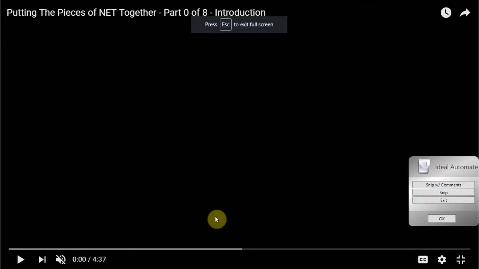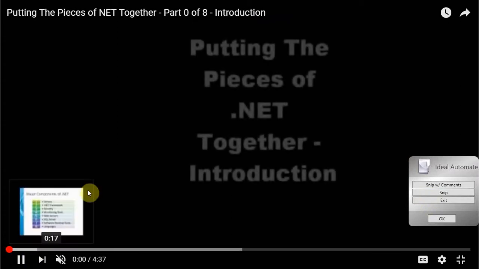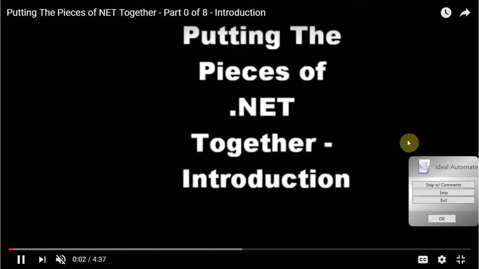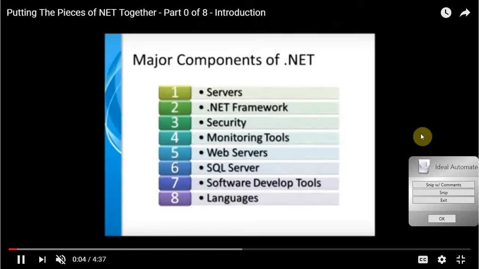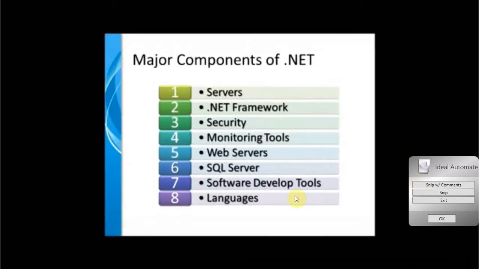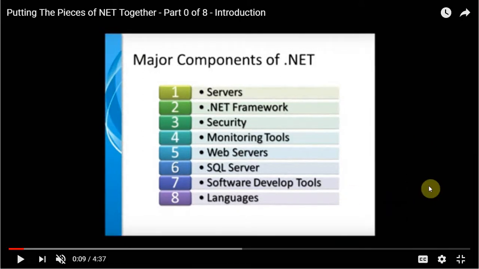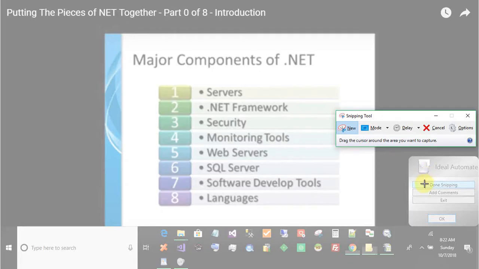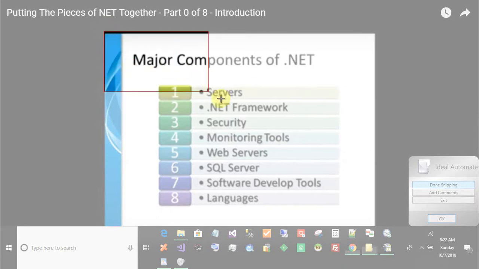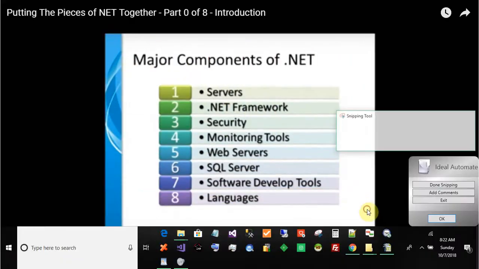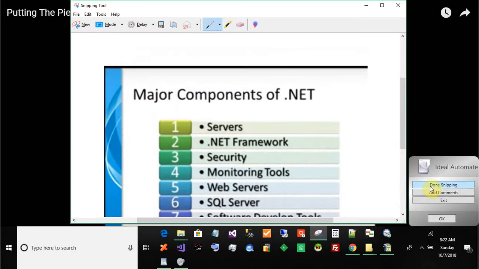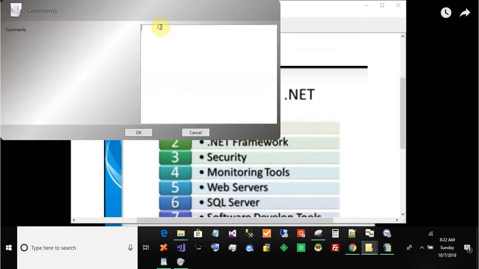So you'll notice we have this dialog from the Ideal Automated Explorer, and then when we reach something in the video that we want to take a snippet of, we don't have to open up the snipping tool, do a lot of fancy stuff. We just pause the video, you click on this, and there were two options. You could have done it with comments or without comments. I chose with comments. Then all you have to do to do a snippet is draw a box on what you're interested in, say done snipping, and then you can enter your comments right here.